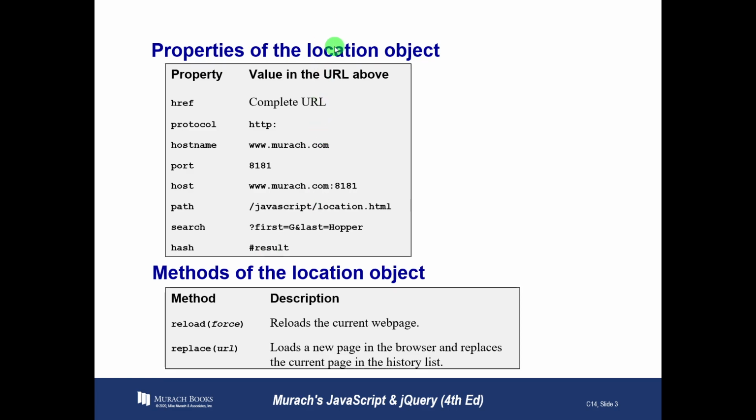The location object of the browser also has methods that we can use. So there's a reload method with an optional force parameter. And that causes the current page to reload. So if we tell the location to reload, we can reload the current web page, and we'll see examples of that in a second. And then the replace method lets us load a new page in the browser, but it replaces the current page in the history list. And we're going to see an example of that coming up.